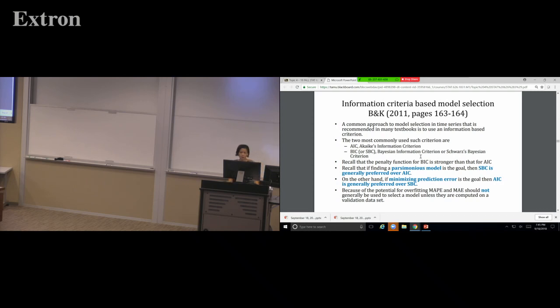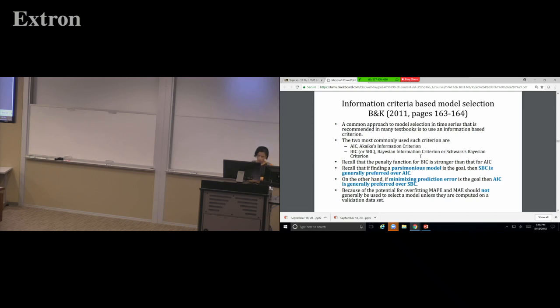Something you probably saw in your regression course is that the penalty function for a BIC is stronger than that for an AIC. The other piece of information is that it depends on the goal of your analysis. If your goal is to have a parsimonious model, then SBC, Schwarz's, is typically preferred over AIC. If parsimony is not the goal, but instead you're just interested in minimizing your prediction errors, then you might focus on the AIC over the BIC. Okay.